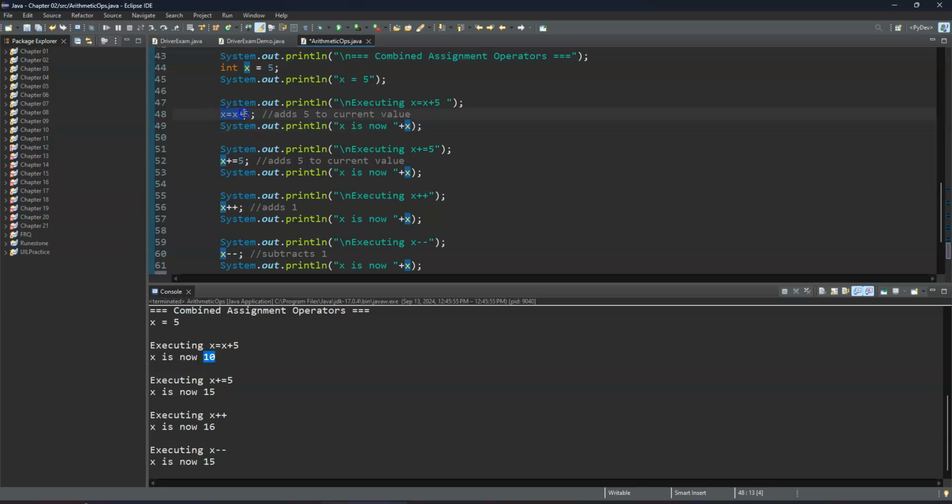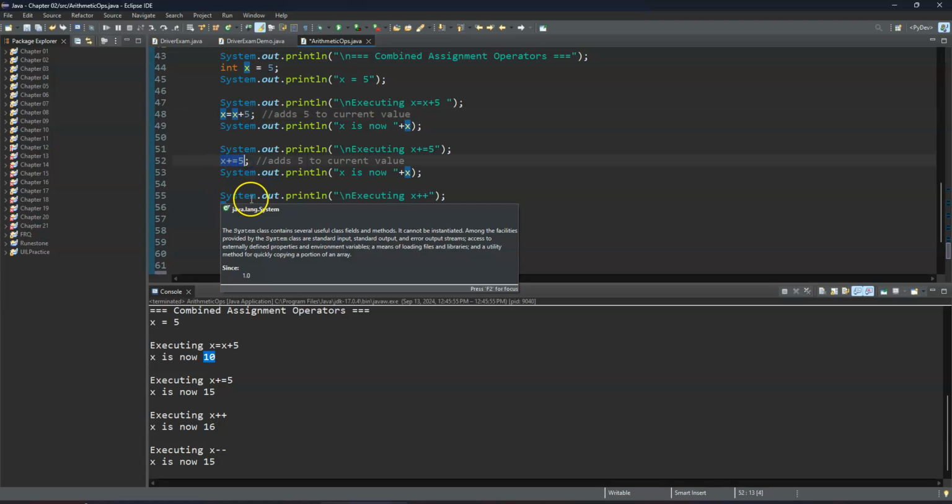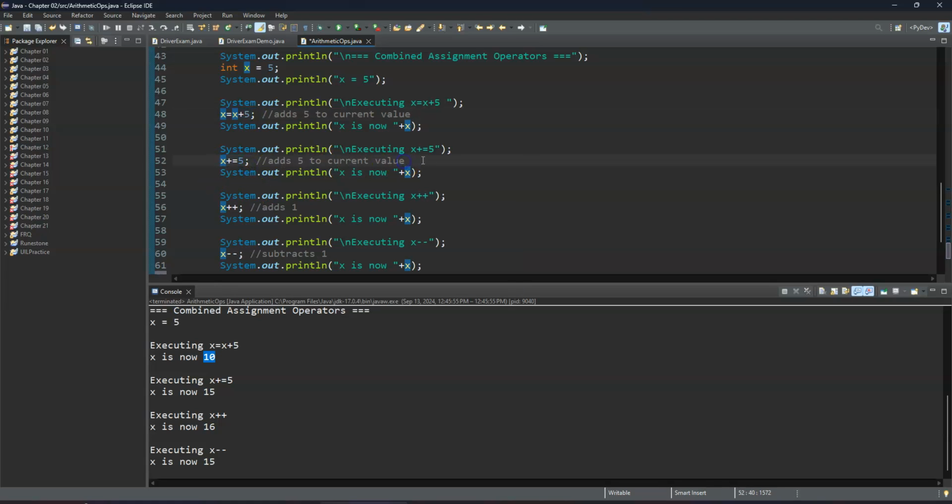Another way, so that's right here, I can also do x plus equals 5 here on line 52. If you'll notice, that does the exact same thing. Now it's a 15. I added 5 more.